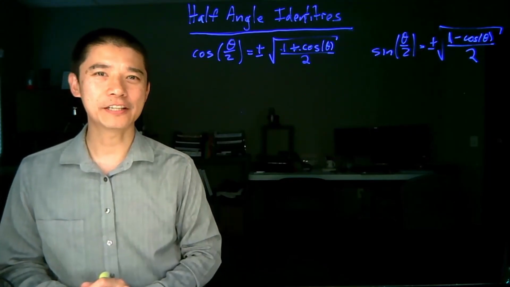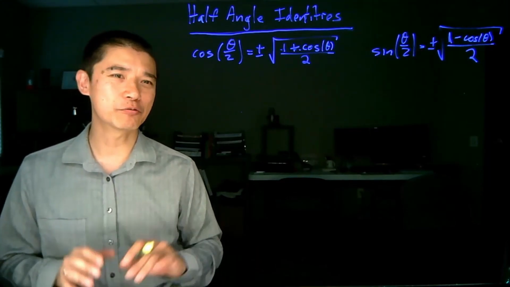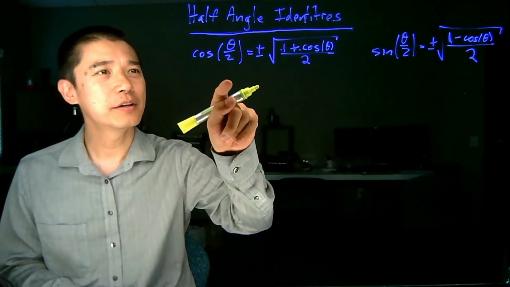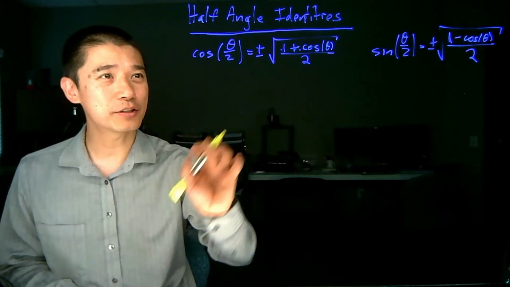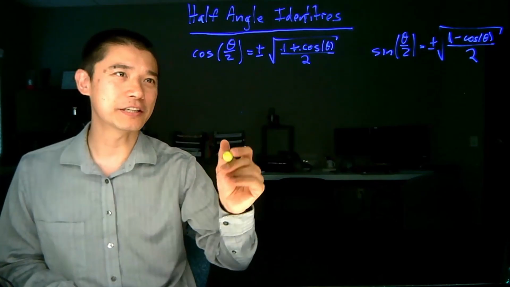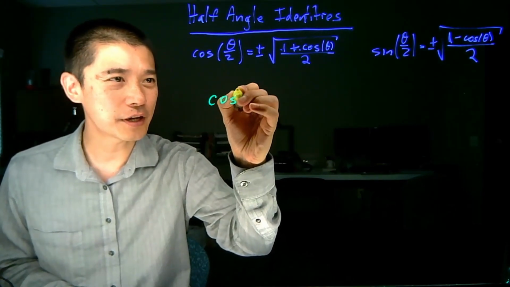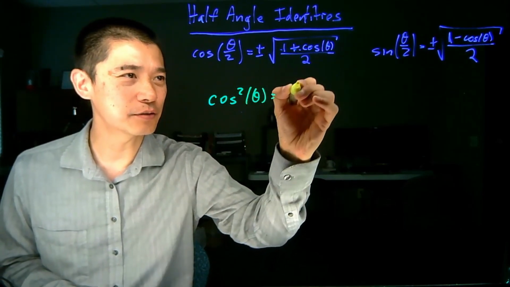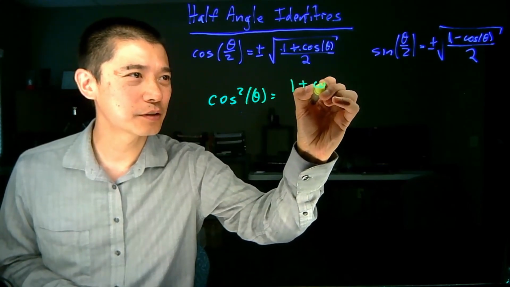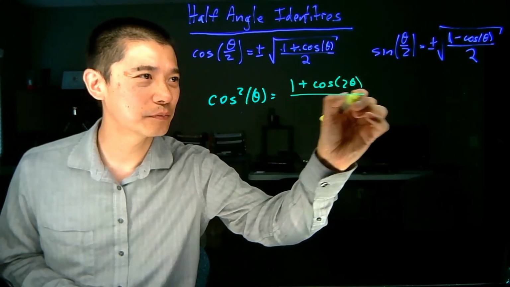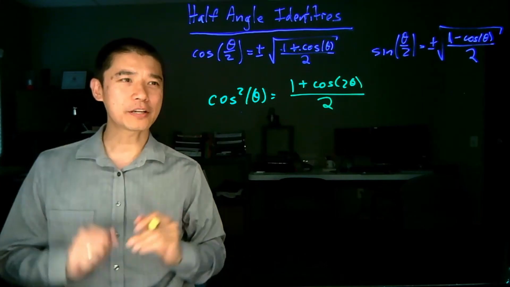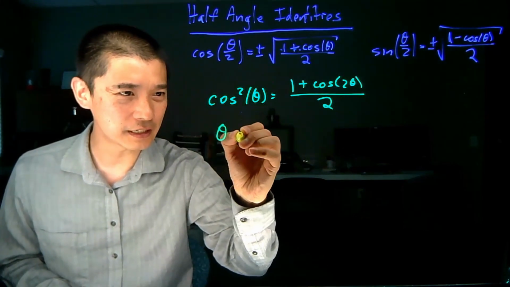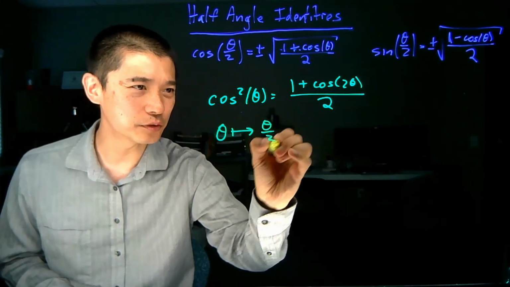The half-angle identities is just another set of identities that we can derive using the techniques from this section. In fact, it's probably easiest to derive these from the power reduction identities. Let's start with cosine squared theta is equal to 1 plus cosine 2 theta over 2. Now we're just going to make a couple substitutions. We're going to replace theta with theta over 2.